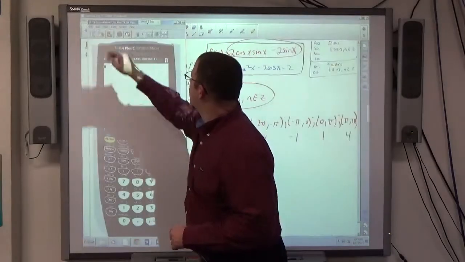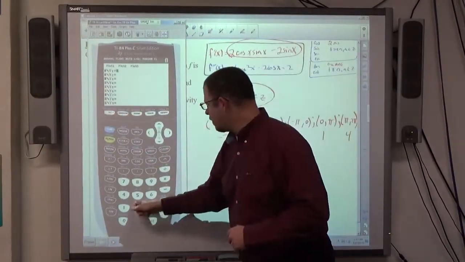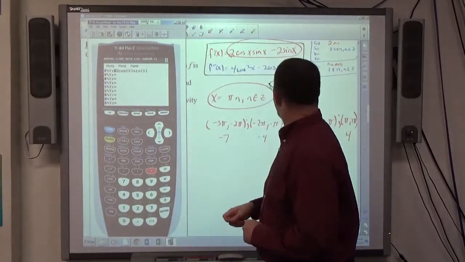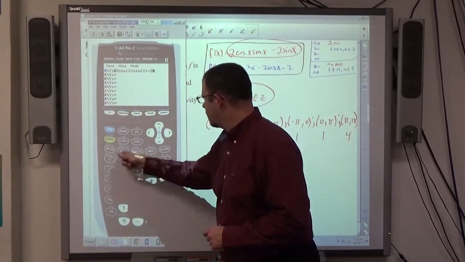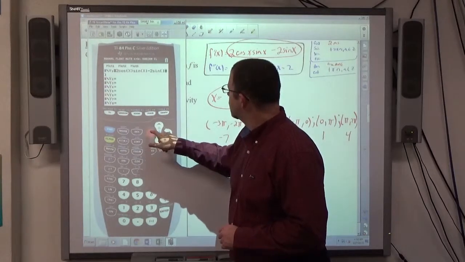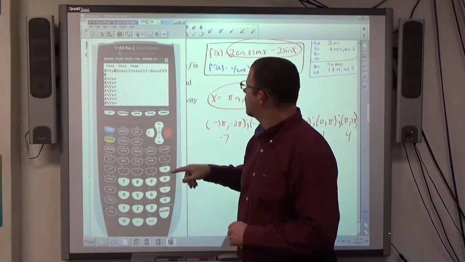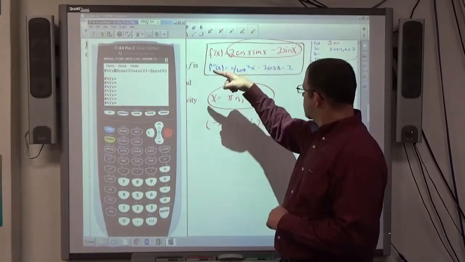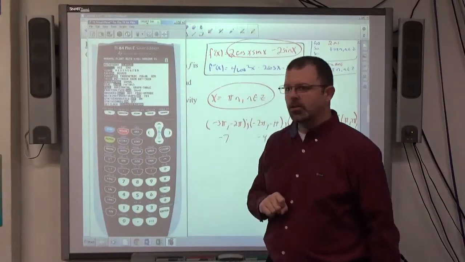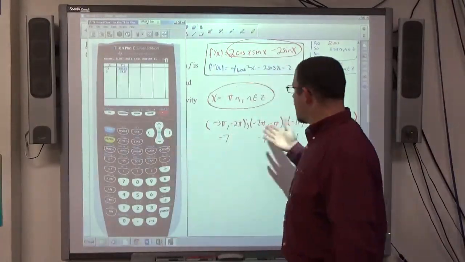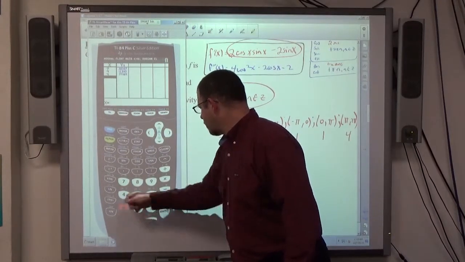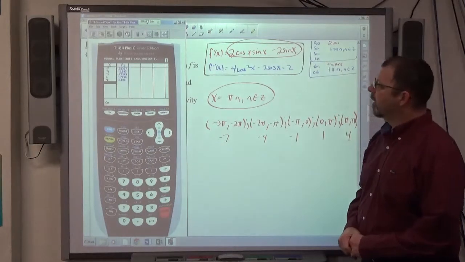So I'm going to type in my calculator, y1 equals 2 cosine of x, in parentheses, sine of x, in parentheses, minus 2 sine of x, in parentheses. Verify they're the same. I'm going to go to my mode, make sure I'm in radians, not degrees, because in calculus we use radians, not degrees. And I just want to type in these 5 numbers: -7, -4, -1, 1, and 4. And I got positive, negative, positive, negative, positive.